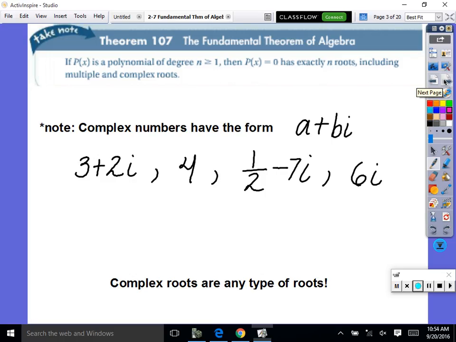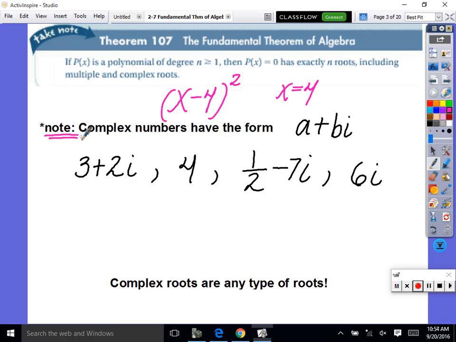So for example, even though (x minus 4) squared technically has the solution x equals 4, it has a multiple root, right? That's a multiple root because it's x equals 4 with a multiplicity of 2. Does everybody understand? Now a complex root, first of all, we need to know what a complex root is.